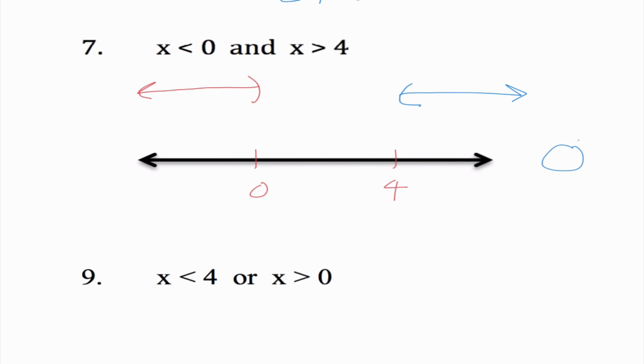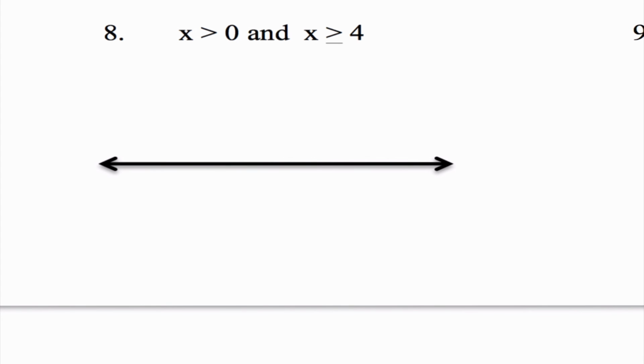So the way that we write that is no solution. No solution, we often use the null set to denote that. For interval notation here, we wouldn't write anything in interval notation. No solution would just be our answer.